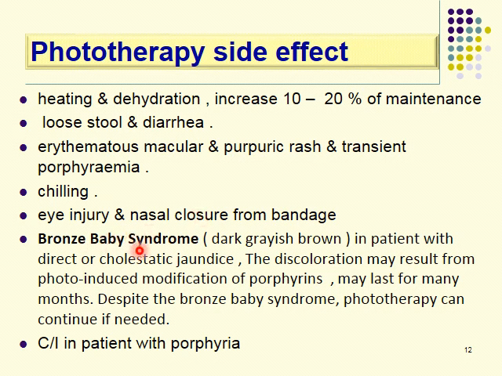Bronze baby syndrome, in which there is a dark grayish-brown discoloration, occurs in patients with direct or cholestatic jaundice. The discoloration may result from photo-induced modification of porphyrin and may last for many months. Despite the bronze baby syndrome, phototherapy can be continued if needed. Phototherapy is contraindicated in patients with porphyria.